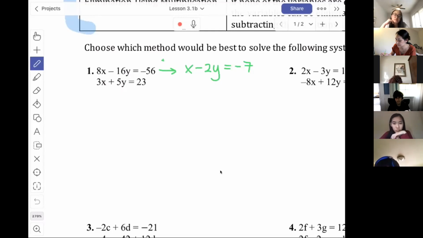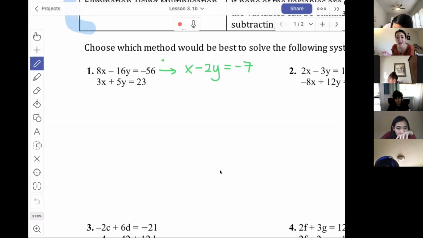Oh, you would add 2y to each side. Good. So add 2y, and then what do we get? X is equal to? -7 plus 2y. Good. I'm just going to write the 2y first, just because usually we put the variable stuff in front. All right, good. So we have x is equal to 2y minus 7.